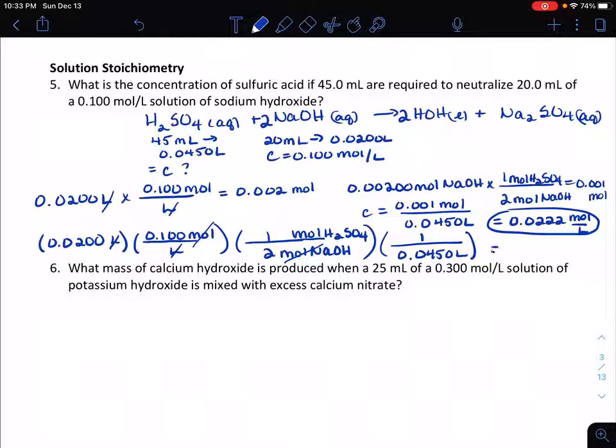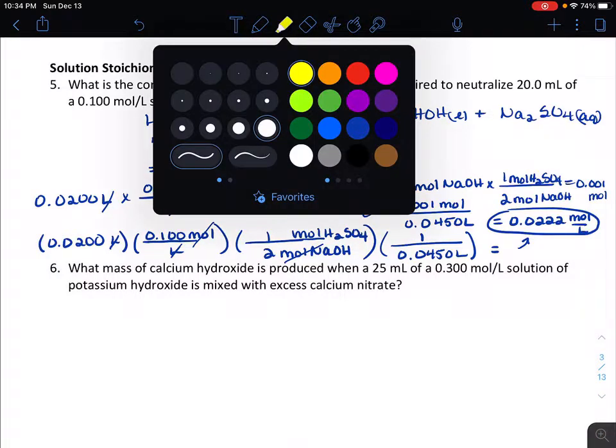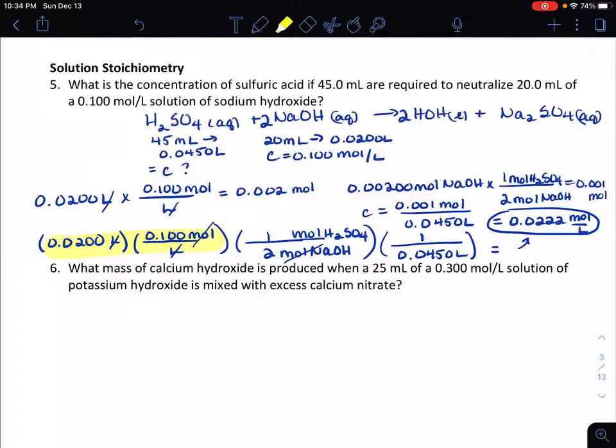Okay. And when you solve this, you end up with exactly the same answer. And your units are moles per liter. All right. Now, we did the same thing. We found moles, right? We then did the mole ratio, and then we solved, but we did it all in one step.